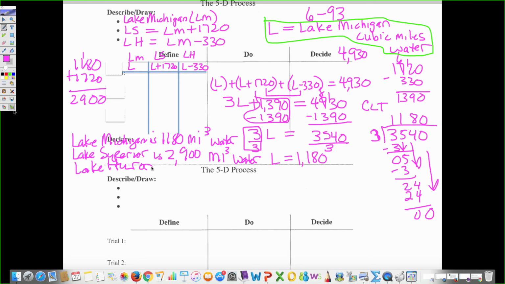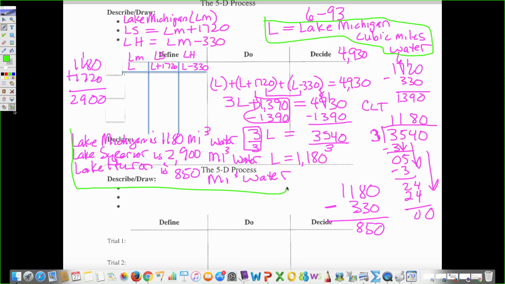And then we have Lake Huron, which is 1,180 minus 330. Remember, because we made all these notes in our describe and draw, we wrote all this down so we could refer back to it. 11 minus 3 is 8. So Lake Huron is 850 cubic miles of water. Okay, so there's our describe and draw.